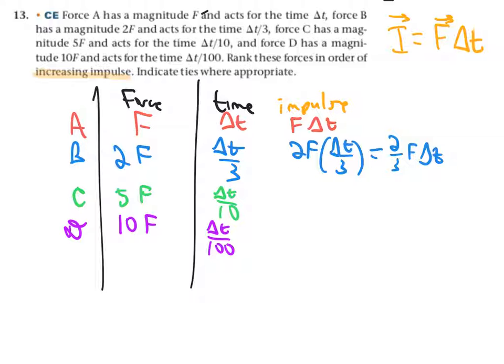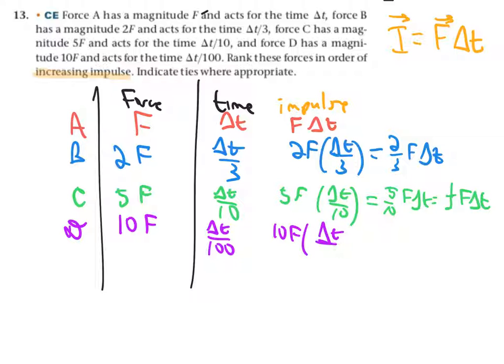And likewise for C, we have 5F times delta t over 10. And if we distribute that, that's 5/10 F delta t, which of course is really just 1/2 F delta t. And then finally we have 10F times delta t over 100, which when we rearrange it becomes 10 over 100 F delta t, or 1/10 F delta t.